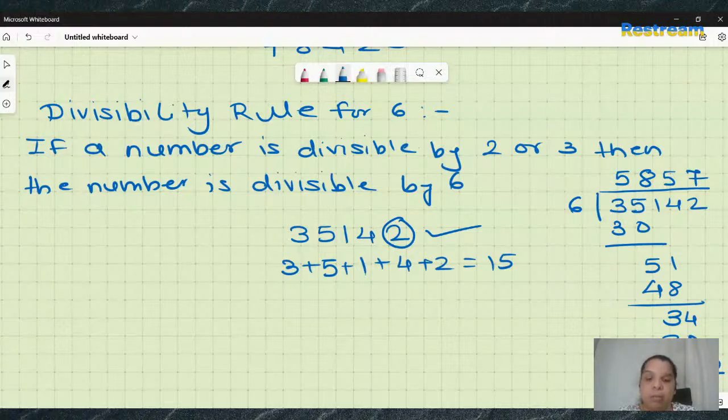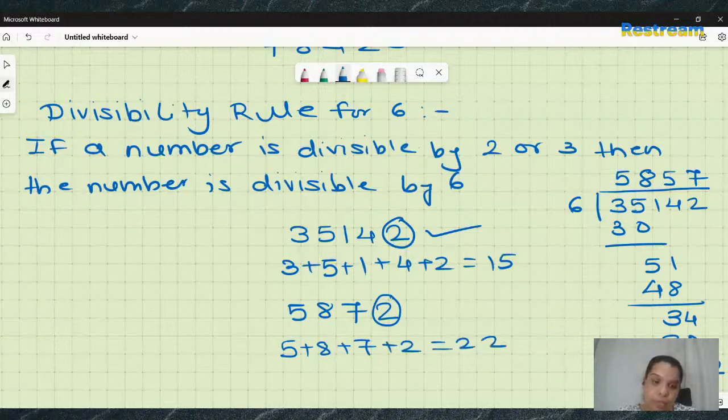Now let's take a number 5872. So yes, this number is an even number, but is it divisible by 3 also? 5 plus 8 is 13, plus 7 is 20, plus 2 is 22. So this number is not divisible by 3, but only divisible by 2. So this is not divisible by 6.